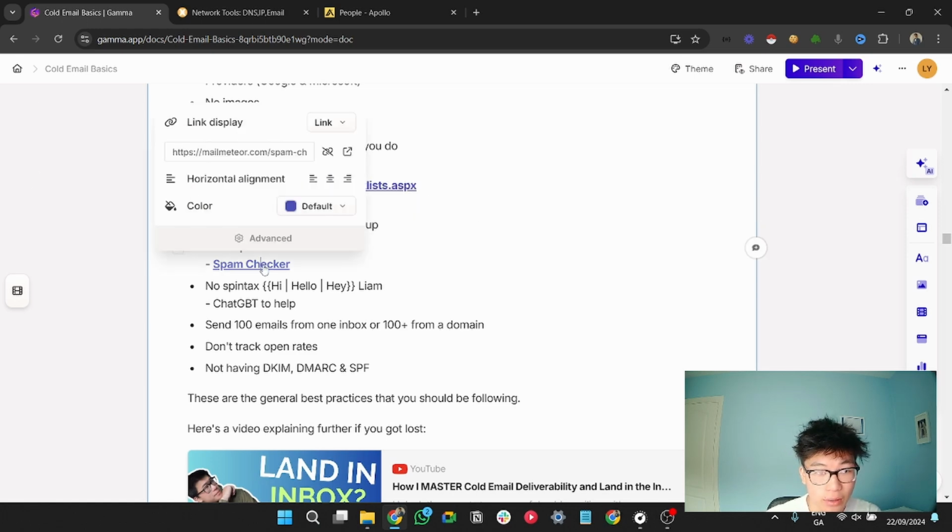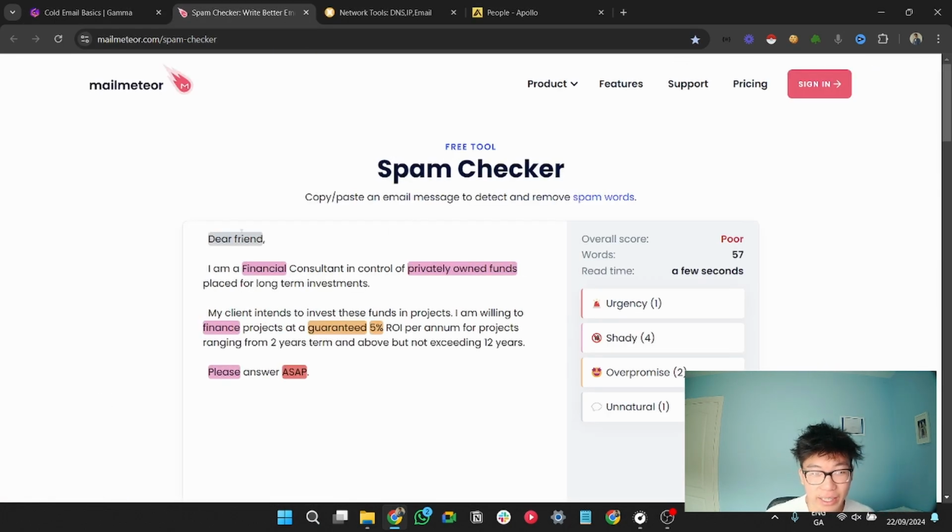Have no spam words. If you have spam words, you're not landing in the inbox. So you see this: this is a spam checker by Mail Meteor. It's like, I'm a financial consultant. Financial is a shady word. Guaranteed 5% is an overpromise, like urgency, ASAP, and all this stuff. Dear friend is unnatural. Who says dear friend in an email? Fair enough. So just use those.